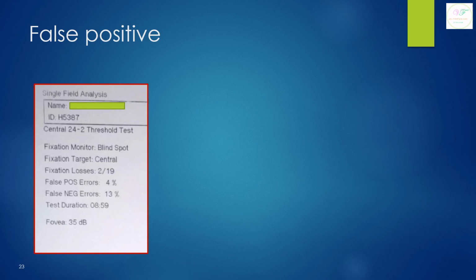Next, you have to look at the false positive errors, in which the patient is pressing the trigger even when he is not seeing the stimulus. Here it is 4%, which is decent. Whenever false positive errors are more than 15 to 20%, the visual field examination gives a double cross, which implies that the test is not reliable.